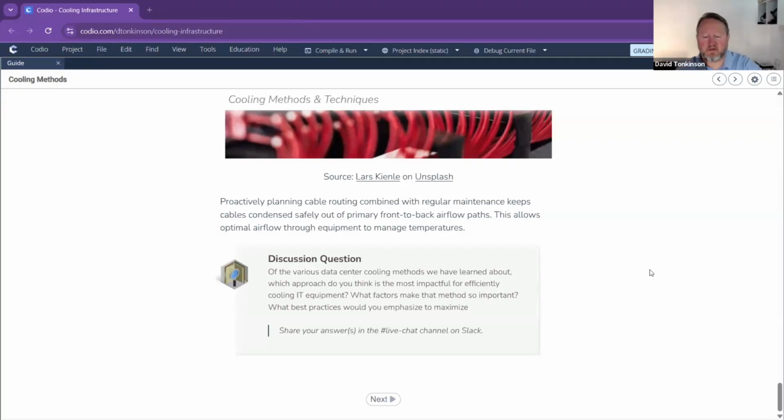Here's a quick discussion question. And I think after the discussion question, we'll probably have a 15-minute break. Of the various data center cooling methods we've learned about, which approach do you think is the most impactful for efficiently cooling IT equipment? What factors make the method so important? What best practice would you emphasize to maximize it? And after this, we'll take a 15-minute break.